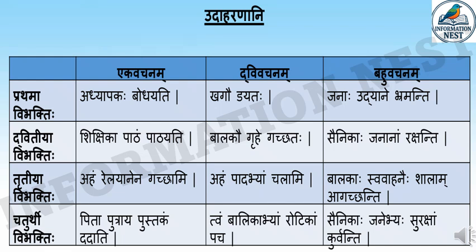Let's start with the first row. This is the subject, the person or thing doing the action. Singular, Adhyapakaha Bodhayati. One teacher is explaining. For Dvivachanam, Kagau Dayataha. 2 birds are flying.